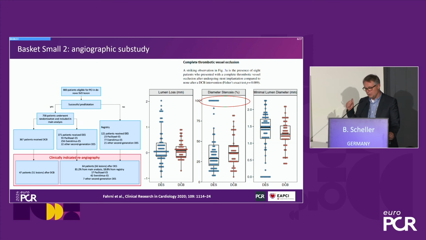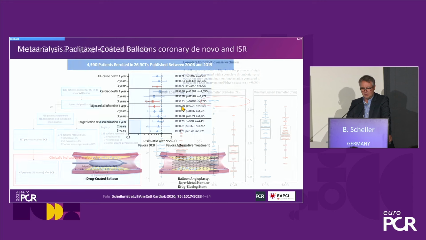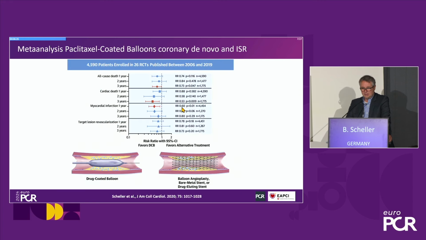Why? Because we sort out the lesions with high risk for acute closure by our lesion preparation. And number two, we have dual antiplatelet therapy, which made stents safe in the 90s. That's forgotten by many people. For example, in the BASKET-SMALL 2 angiographic sub-study, there was not a single vessel closure in the DCB arm, but a relevant number of closed stents in the stent arm. DCB treatment is safe.